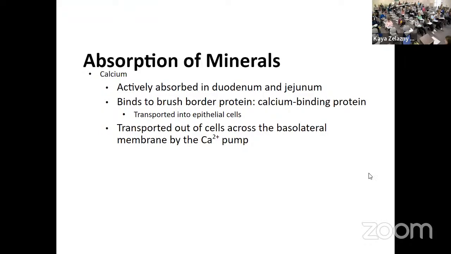For calcium, calcium is going to get actively absorbed in the duodenum and the jejunum. And the way it does that is it binds to a protein embedded in the brush border. So the brush border was that series of microvilli on the apical side of those enterocytes, that lining of the GI tract. It's all furry because of those projections. So we have proteins for the absorption of calcium there, called calcium binding protein. This is going to transport our calcium into our epithelial cells, that lining of the GI tract.